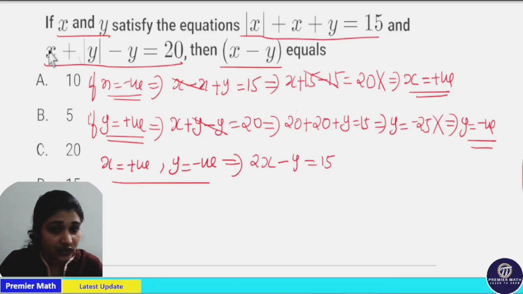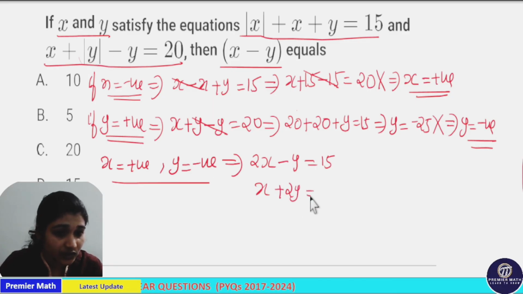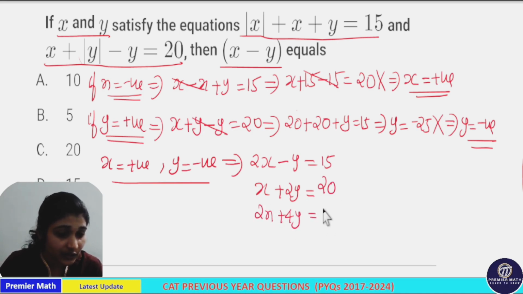And in the second equation, modulus of positive x plus modulus of negative y. Positive x plus modulus of negative y means positive y, and here we have minus of minus y means positive y. So here we have plus 2y. So this is equal to 20. Now if we double the second equation, 2x plus 4y is equal to 40.